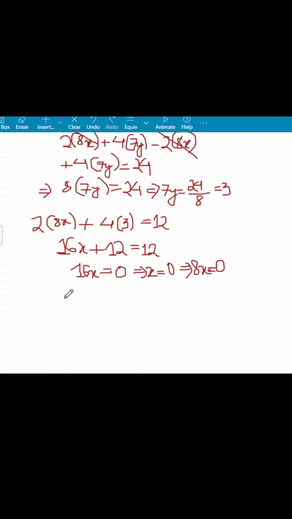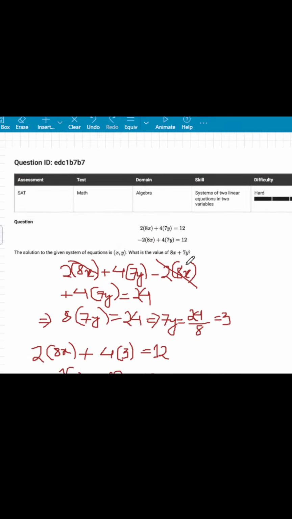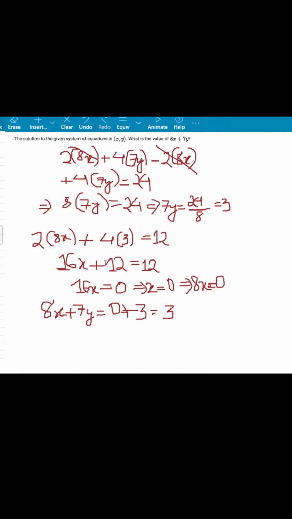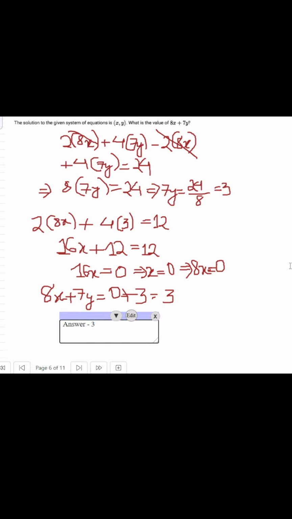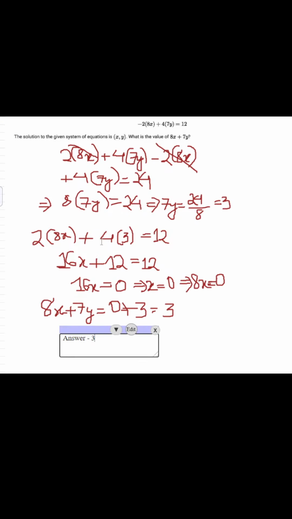Okay. So then let us write the expression. We are given 8x plus 7y is equal to 0 plus 7y, which is 3, is equal to 3. So 3 is the value of this expression. 3 is the correct answer. Let us write it. 3. Okay. So you can see the solution for a minute, and then we'll move to the next question.